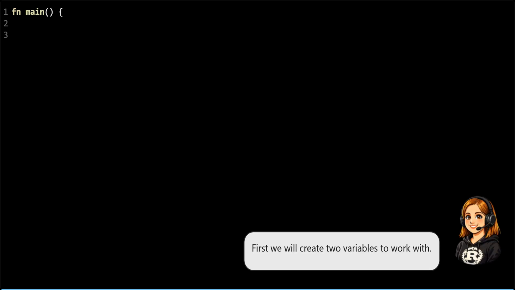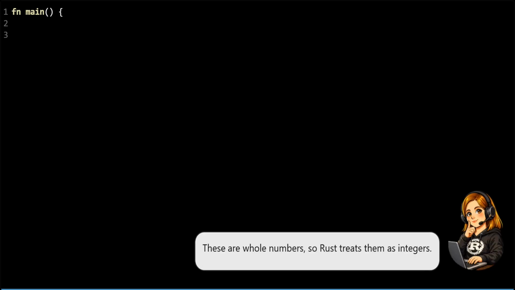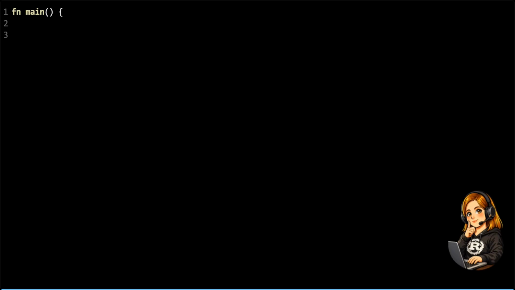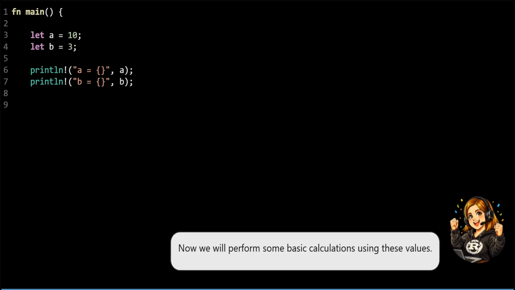First, we will create two variables to work with. These are whole numbers, so Rust treats them as integers. Now we will perform some basic calculations using these values.